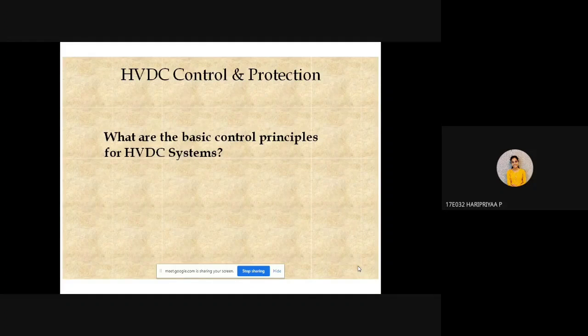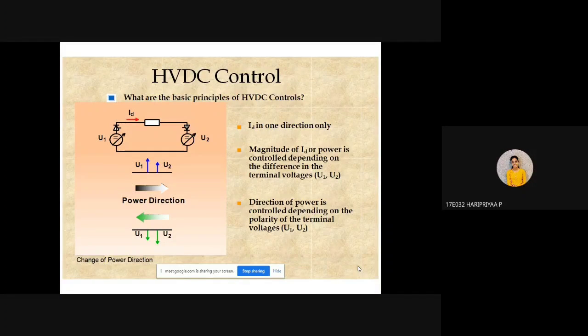Now, can you tell what are the basic control principles for HVDC systems? Let us see in the diagram. In this diagram, the ID should be in only one direction, and the magnitude of the ID should be controlled depending on the terminal voltages U1 and U2. Then the direction of the power is also controlled depending on the polarity of the terminal voltages U1 and U2.